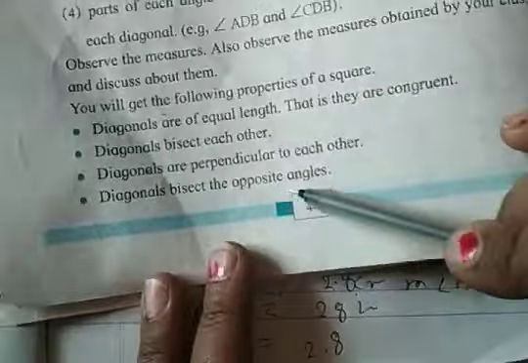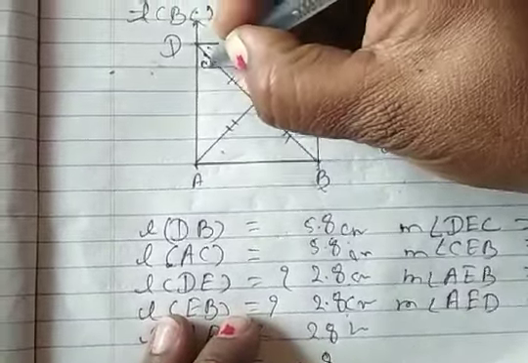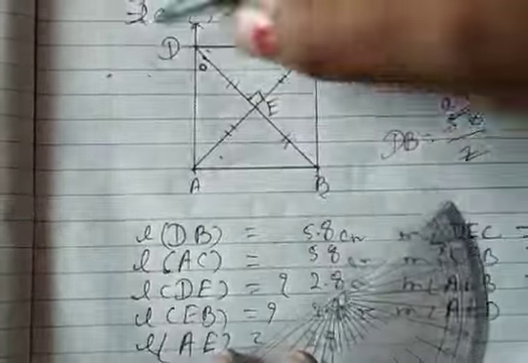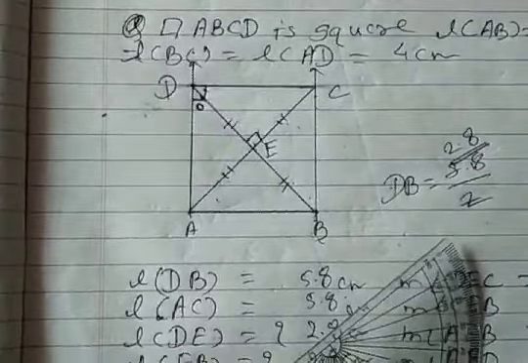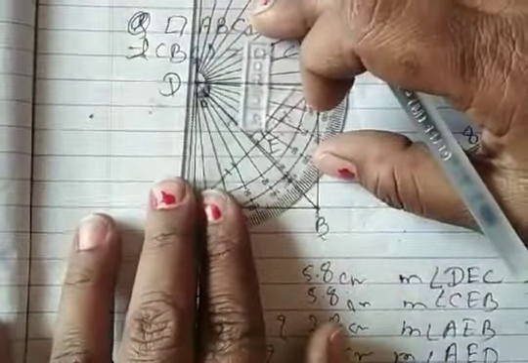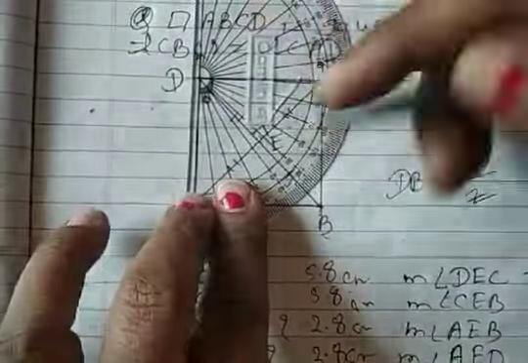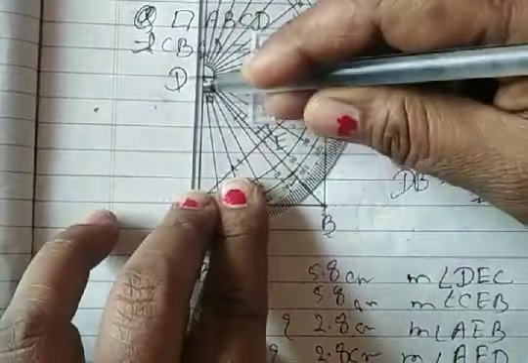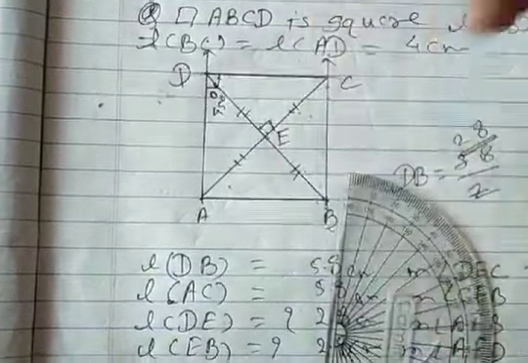Diagonals bisect the opposite angles also. Now that property we will see. I will measure this angle now. If you see here, you know that angle ADC is 90 degrees. Okay, and if you measure the angle ADB, you will notice that it is passing through 45 degrees. Meaning this angle's measure is 45 degrees.